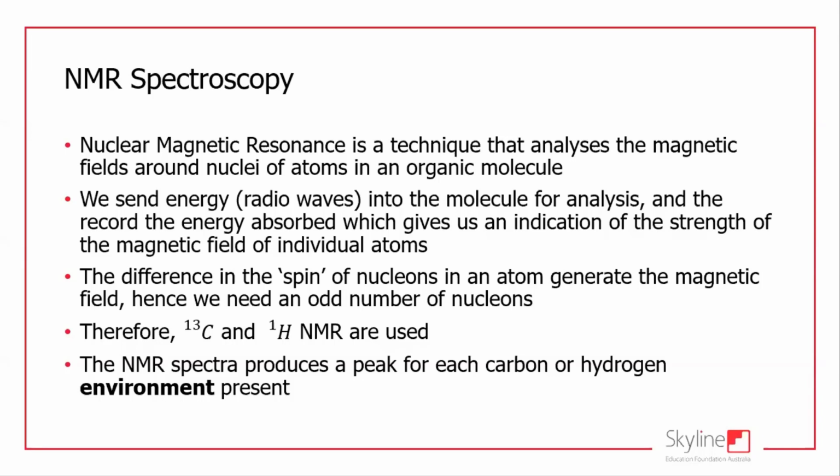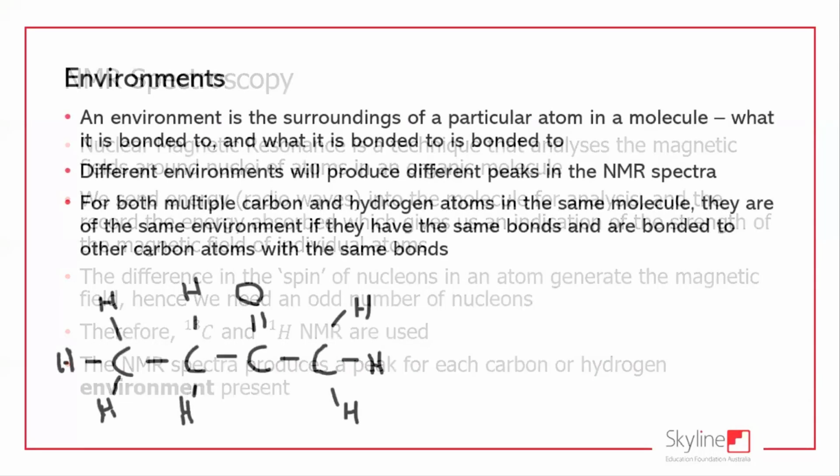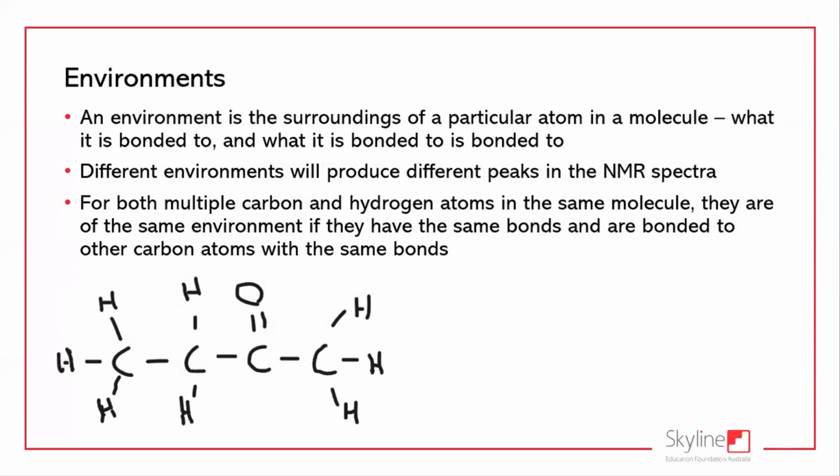But essentially, where the IR spectrum produces a peak for every bond, the NMR spectrum produces a peak for every environment. This is a bit crazy. An environment is the surroundings of a particular atom in a molecule: what it's bonded to and what that is bonded to. So different environments will produce different peaks. And multiple carbon and hydrogen atoms in the same molecule are in the same environment if they have the same bonds and are bonded to carbon atoms with the same bonds.